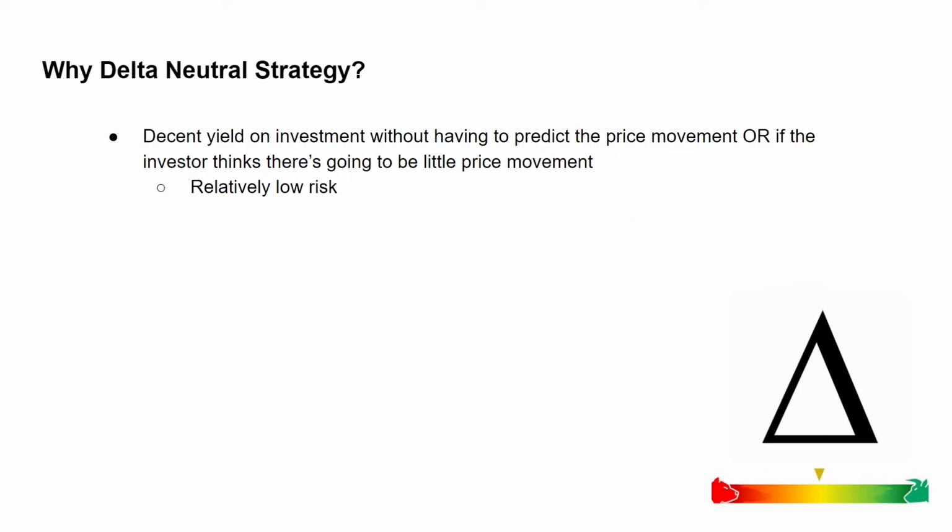Why would I want to use a delta neutral strategy? Well, it gives a decent yield on investment without having to predict the price movement of some asset, or if I think the asset is not going to go up or down in the foreseeable future, so it's just going to trade sideways. And this is relatively low risk, but it's not without risks. So let's take a look at what some of those are.